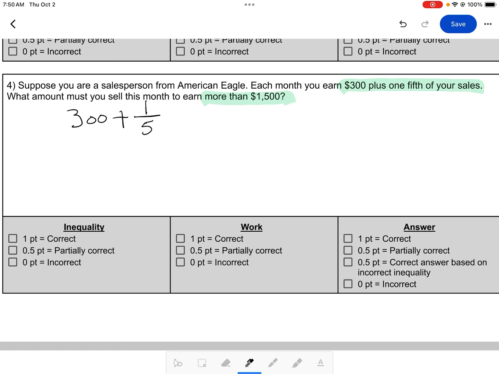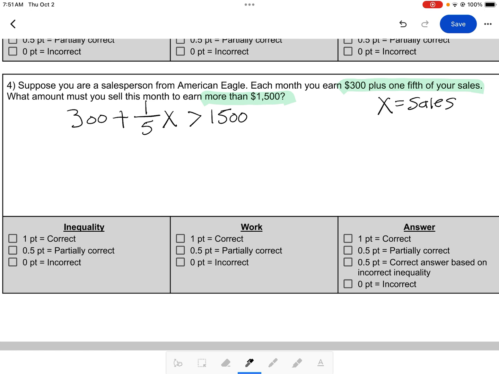1/5 of your sales. Well, I don't know what my sales are, so I'm going to use a variable to represent that, and I'm going to use X here. So 1/5 X. And it says, what amount must you sell this month to earn more than $1,500? So more than would be our greater than sign, and then 1,500. Because I don't want it to be 1,500. It has to be bigger than 1,500.